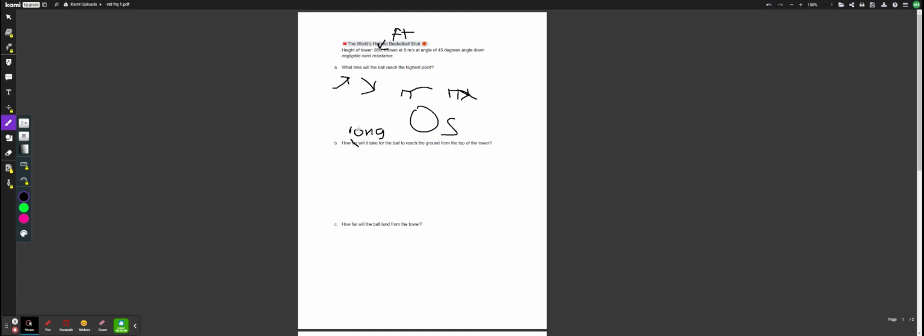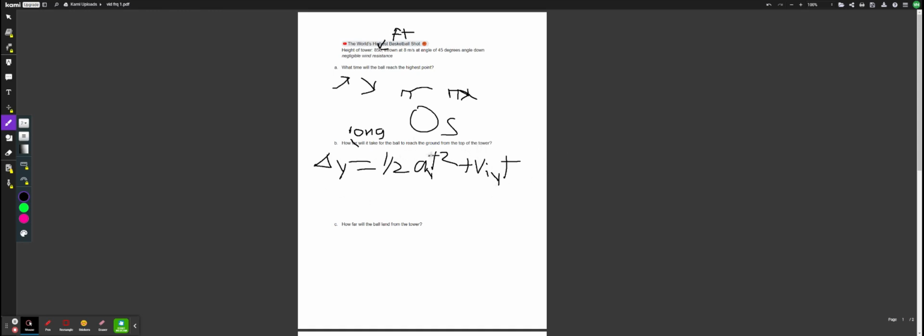So B: how long will it take for the ball to reach the ground from the top of the tower? First, what is it asking? B is asking what is the time it would take for the ball to hit the ground. We can use the formula we know, which is delta y equals 1/2 a_y t squared plus v_iy t. We're solving for t. We know delta y, we know the acceleration in the y direction, and we can figure out the initial velocity in the y direction.